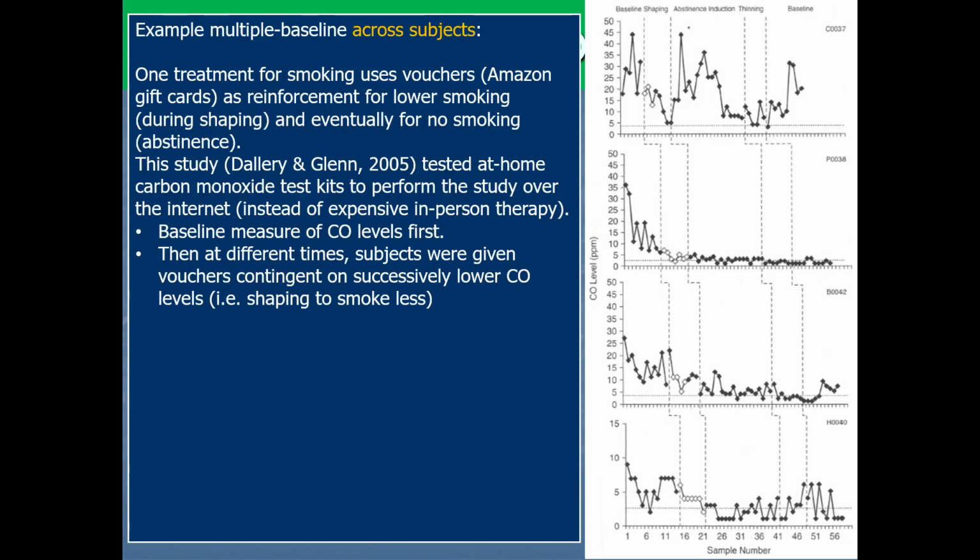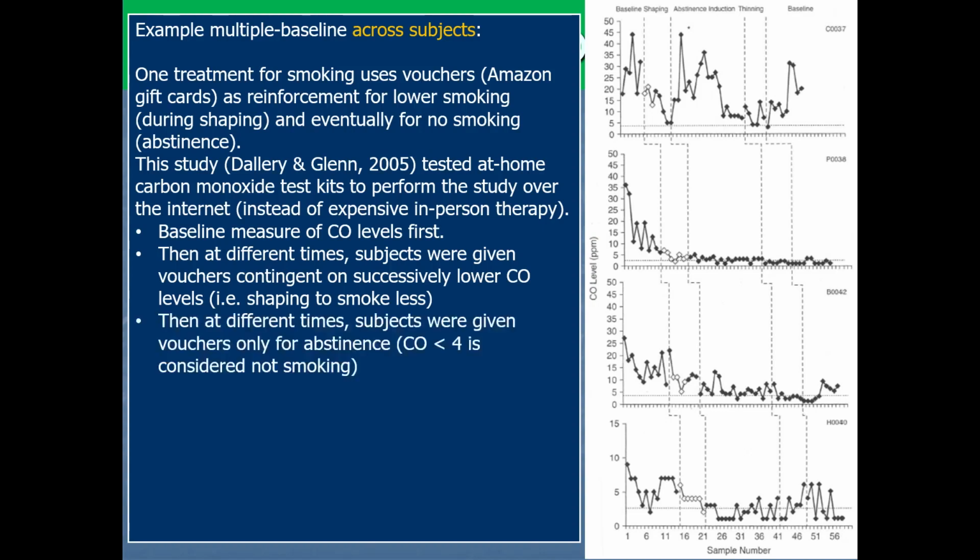And then this study goes further and does another phase. So the second phase of intervention, the next chunk of the graph, again, at different times for each subject, so we can tell whether that's what's causing things. But now they're going to go to an abstinence induction phase. So total abstinence, where subjects were given gift cards only for abstinence, which is defined as the dotted line here as a CO level of less than 4.